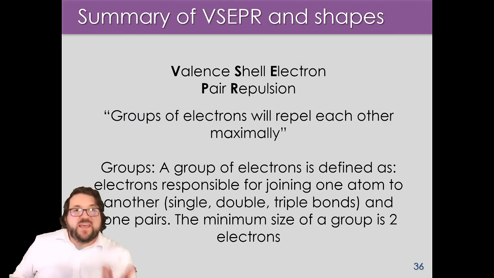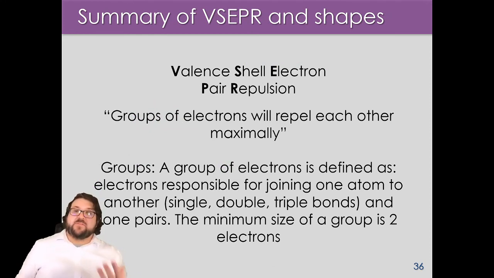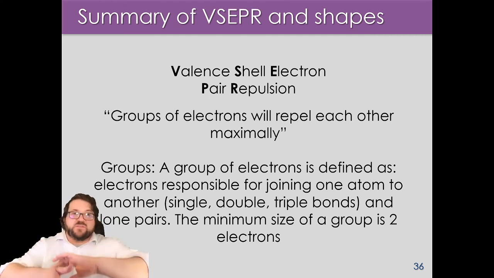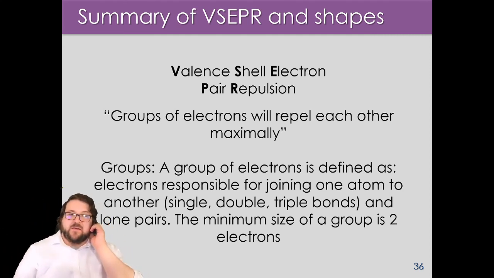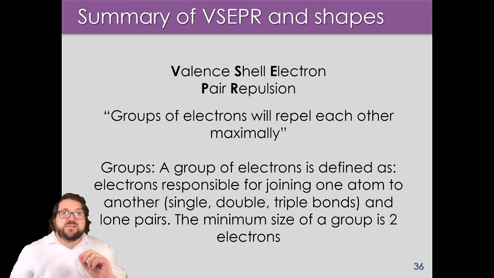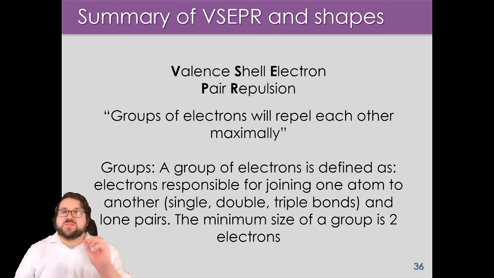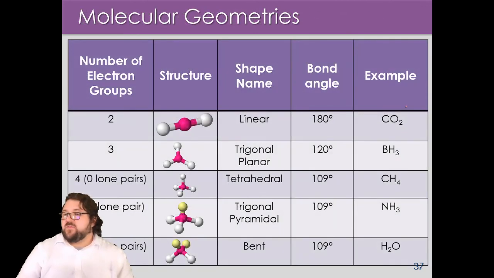Quick reminder, valence shell electron pair repulsion theory is dealing with the valence shell of an element, which is the outermost shell of that element. The electron pairs is to do with the orbitals in there, and repulsion is them moving as far as possible from each other as they can. Remember that we're looking for groups of electrons, and I'm defining groups as electrons responsible for joining an atom to another, or lone pairs in there. And the minimum size of a group is 2 electrons. You can never have groups of 1 electron, or rather, in this course, we won't. Brilliant, and there's a summary of the shapes there.